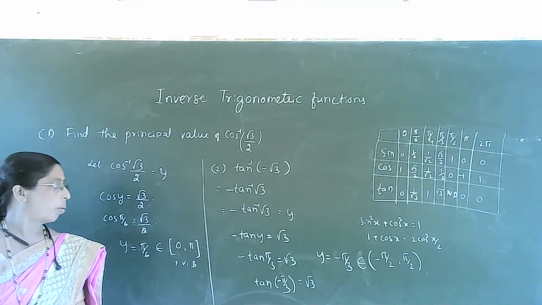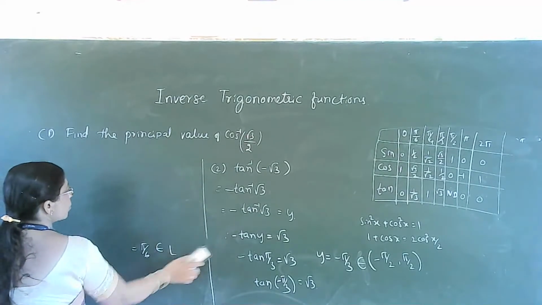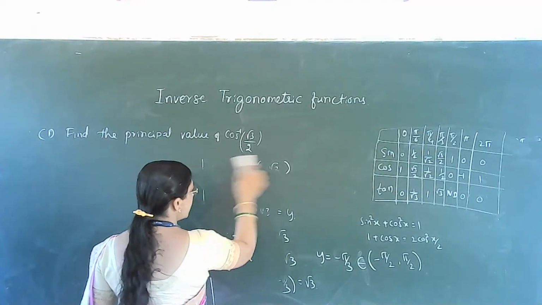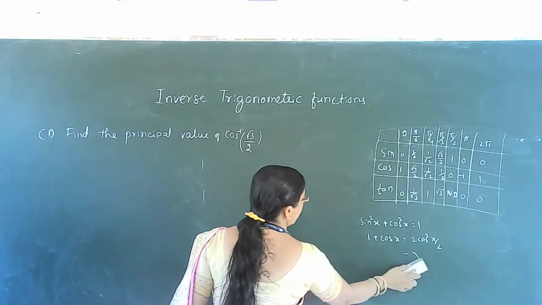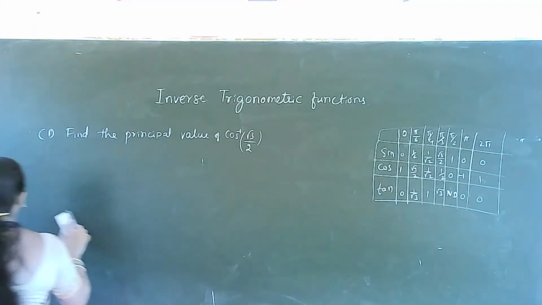You can use the properties of inverse trigonometric functions. You can solve these type of problems easily. You write the principal value branch also.